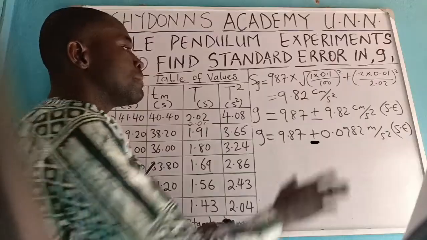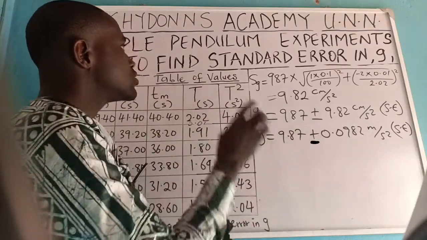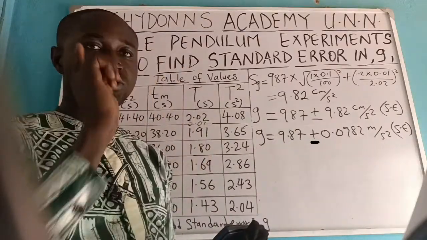Okay, so that is how to get your standard error in g.